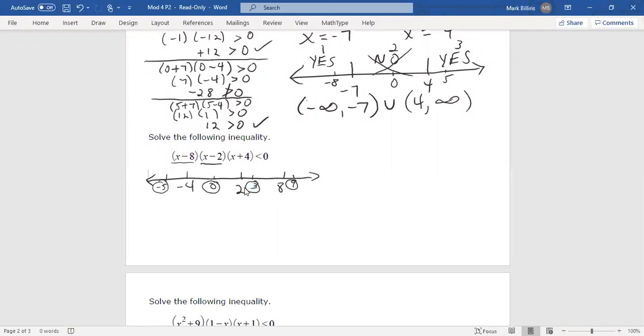In this case, it says less than 0. So what we're looking for are negative answers. So when I plug -5 in, I'd have -5 minus 8, negative 5 minus 2, and negative 5 plus 4. So negative 5 minus 8 is negative 13. Negative 5 minus 2 is negative 7. And negative 5 plus 4 is negative 1.